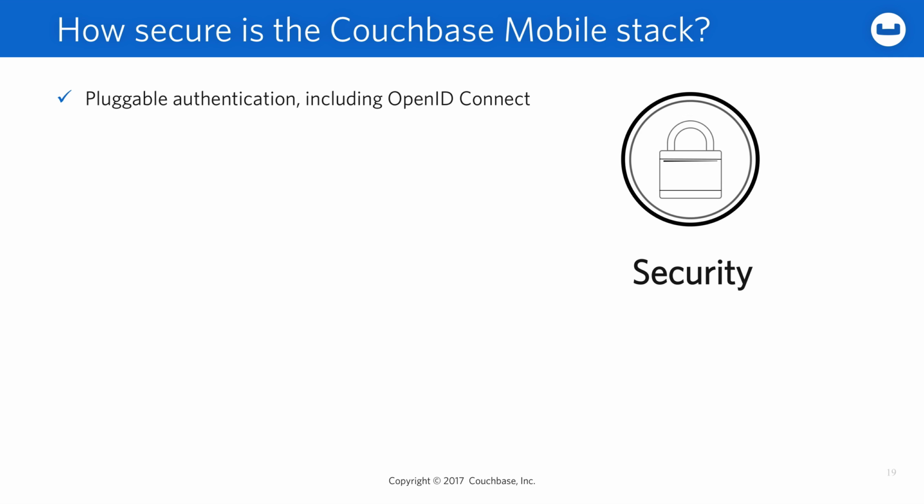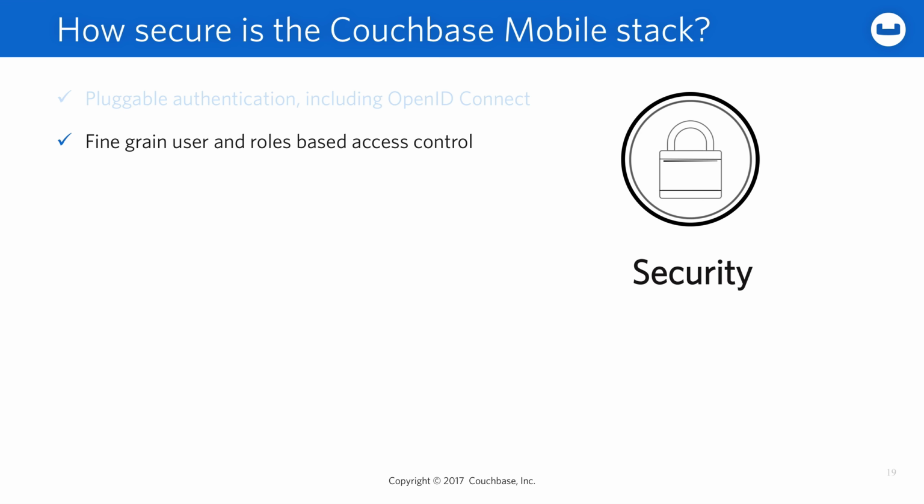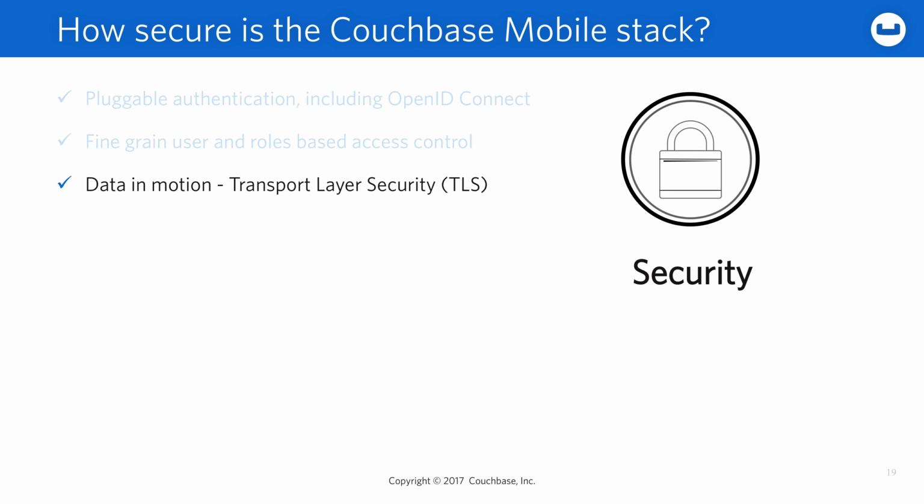Well, first, we deliver pluggable authentication, because who wants to rebuild that portion of your application stack? But for simplicity, we support OpenID Connect so that you can tie directly into the widespread social media authentication frameworks. We also offer fine-grained user and roles-based access control for your data and documents. Your data in motion is secured via transport layer security, the same as it would be for major banking applications and similar robust commercially secured applications.